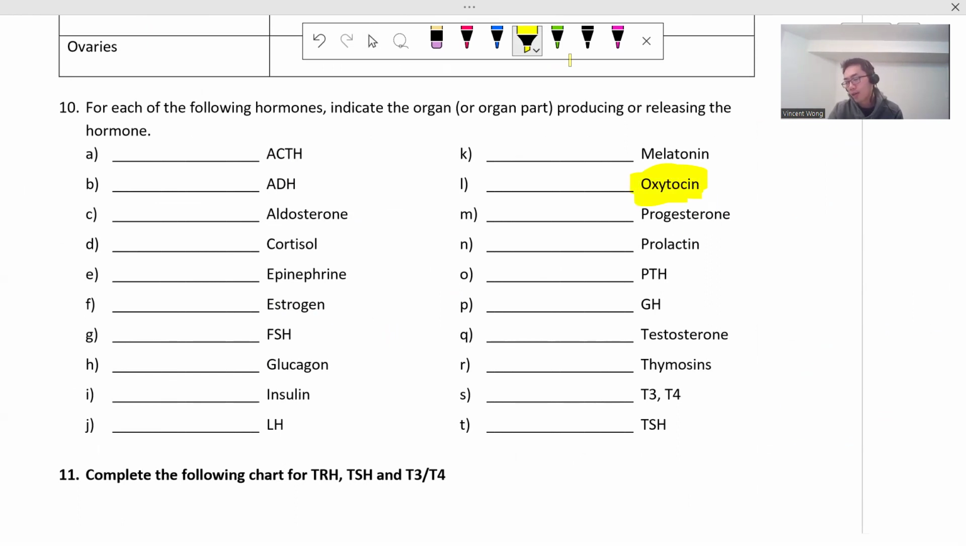You know what it's for, right? It's for the letdown of the milk. It's for going into labor, pushing the baby out. But where is oxytocin released from?